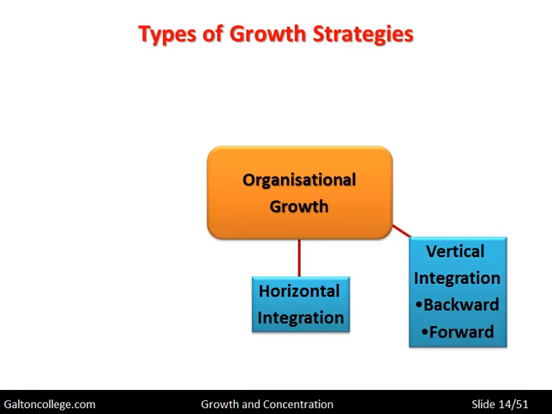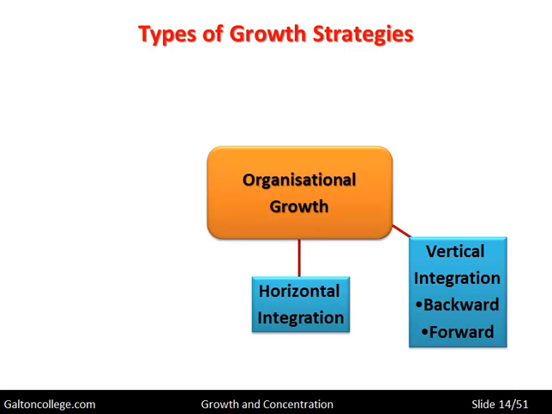It could be vertical. Vertical is moving closer to the customer or away from the customer. Vertical is closer or further from the customer. If it's towards the customer, it's called forward vertical integration. It's moving forward. It's closer to the customer. So previously the business was making some consumer product, and now it's opened outlets to sell it directly to the public. That's vertical forward integration.